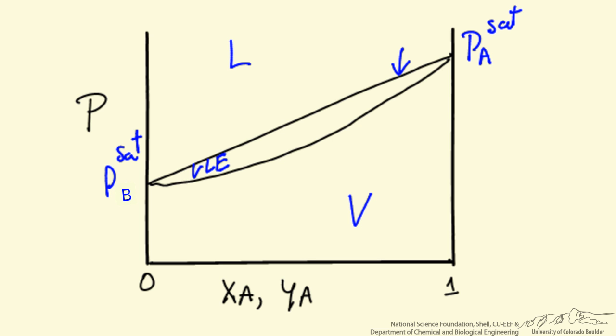The problem says we start at 0.5 in the vapor phase, and we're going to increase the pressure. So as we increase the pressure, the mole fraction in the vapor phase doesn't change until we get to this point where we get the first drop of liquid. This is the dew point. And so let's plot the mole fraction as a function of pressure.